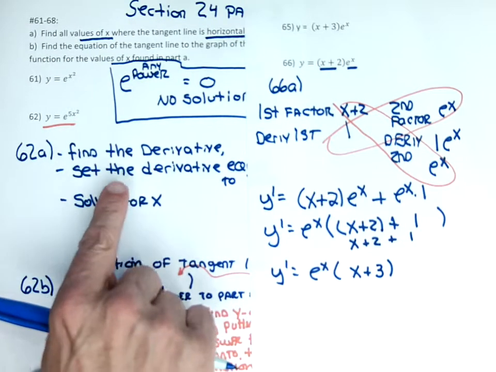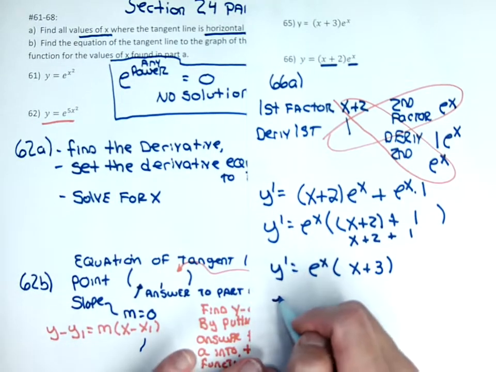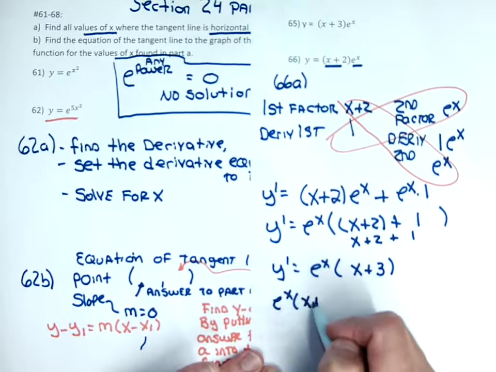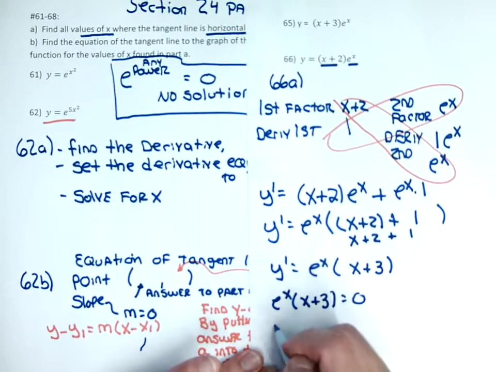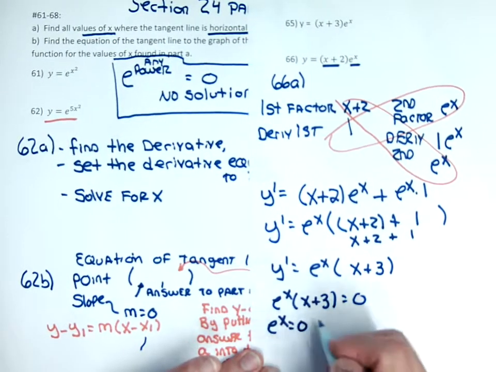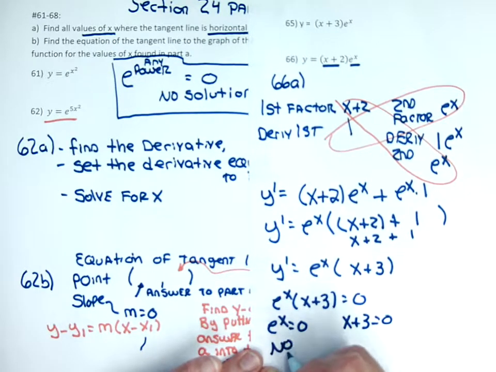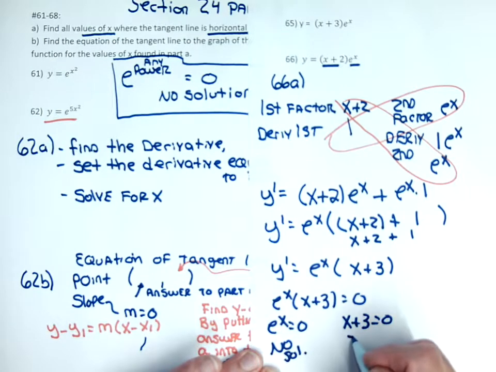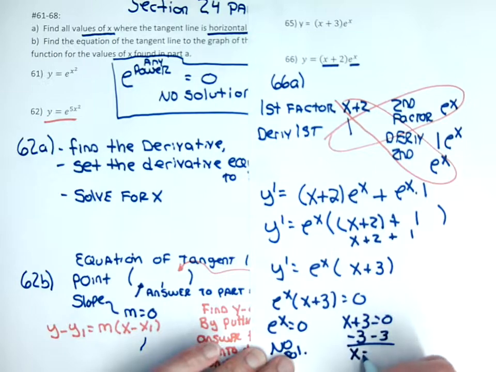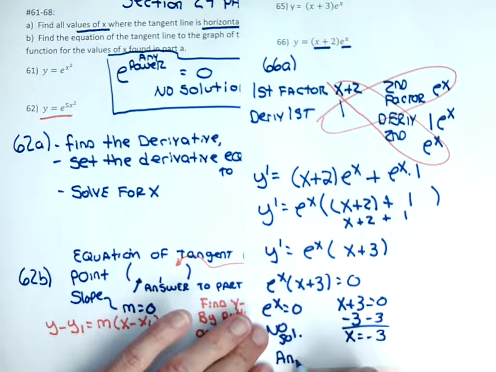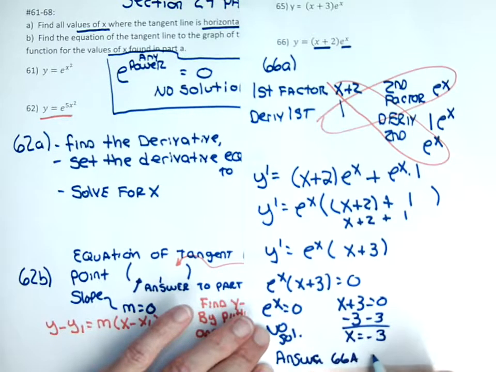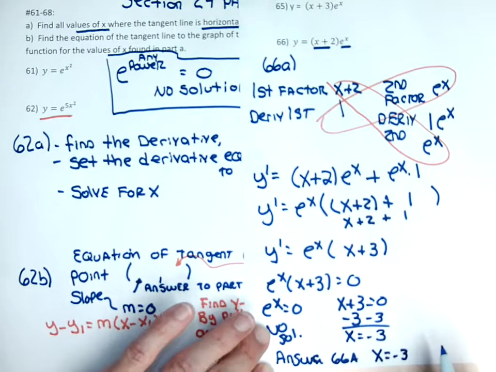So I found the derivative. Now I'm going to set the derivative equal to 0. I'm going to go e to the x times x plus 3 equal to 0. I'm going to set e to the x equal to 0, x plus 3 equal to 0. E to the x equal to 0 has no solution. X plus 3 equal to 0 has a solution of x equal to -3. So the answer to 66a is this, x equal to -3.